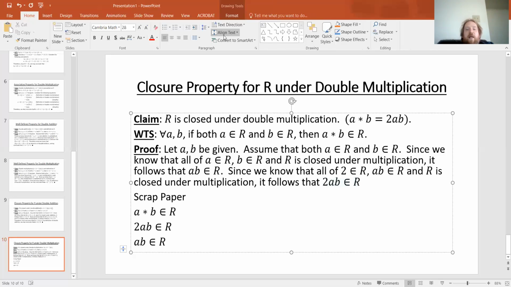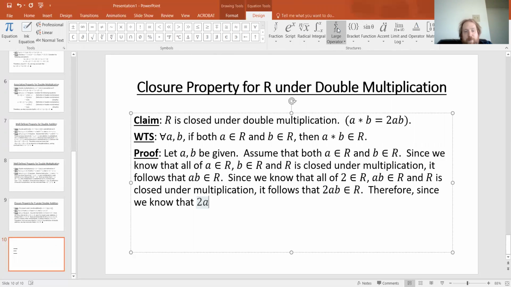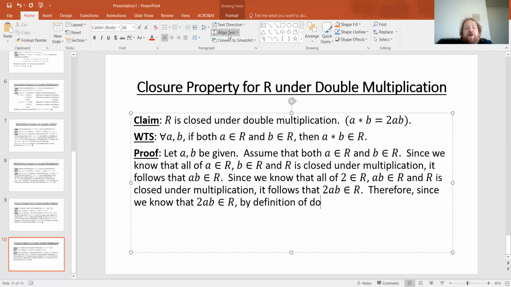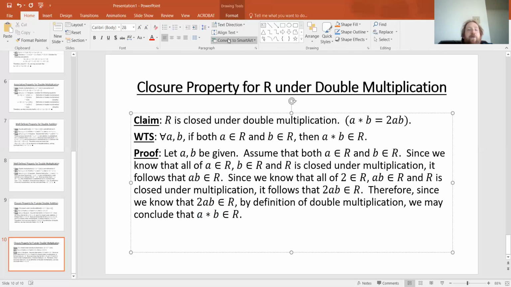Therefore, since we know that 2AB is in R, by definition of double multiplication, we conclude that A star B is a member of R. And that completes the proof.